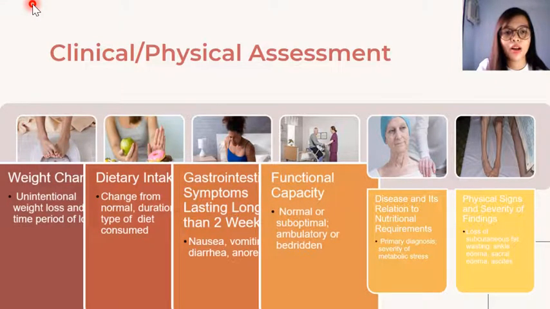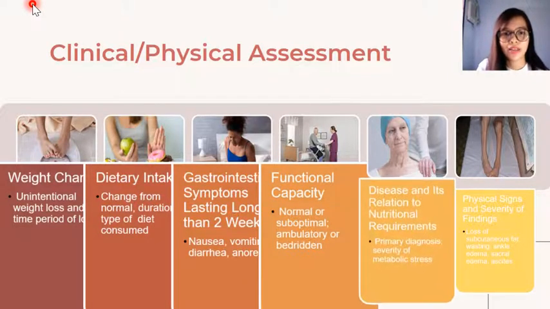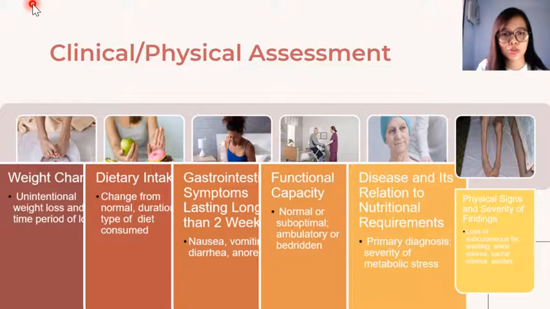And then functional capacity. Normal or suboptimal, ambulatory, or bedridden. You have to take note of that. Is the patient bedridden? Is the patient still able to eat by himself? Is the patient able to cook for himself, able to prepare food for himself? That is part of the assessment of the functional capacity. And then diseases and their relation to nutritional requirements. Does the patient have a chronic disease that could affect the nutrition, like diabetes? Does the patient have cancer? That could affect the nutrition of the patient, so you have to take note of that.